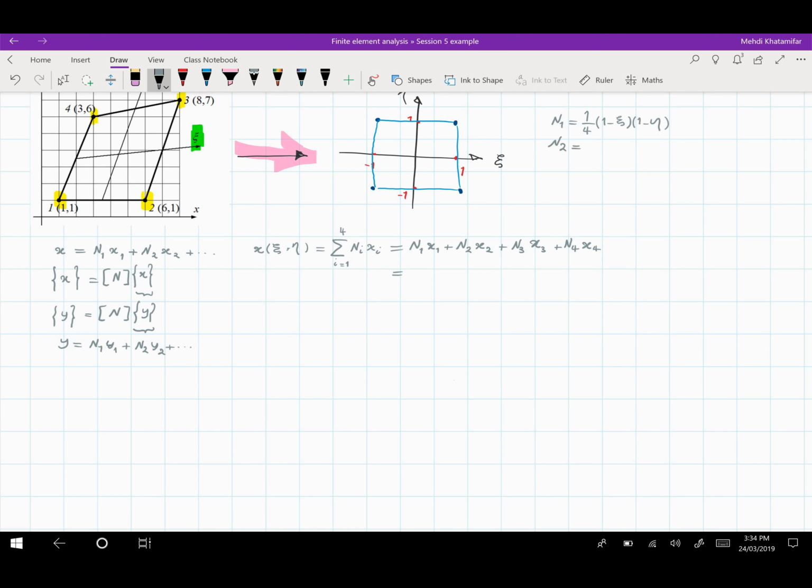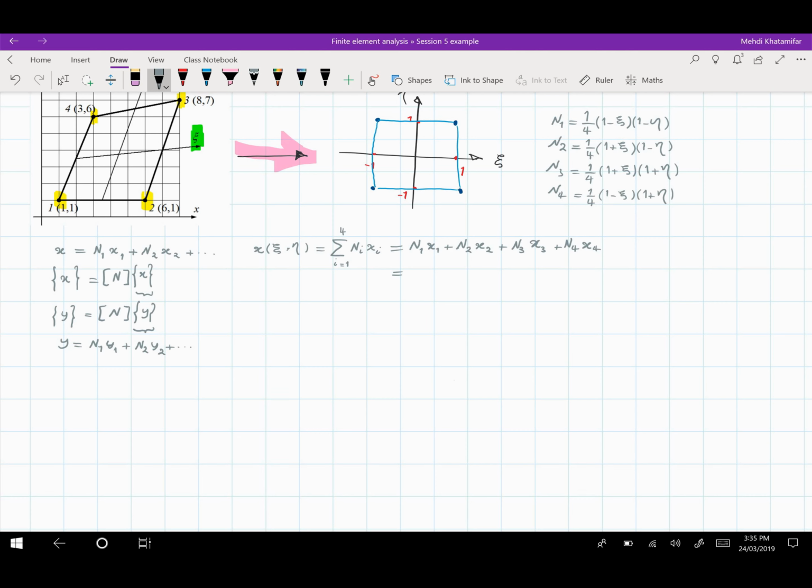n2, we found that to be 1/4. The first one is positive, the second one is negative, and n3 is 1/4, both summation, and finally n4 is 1/4 (1 minus psi)(1 plus eta). Okay, now let's put the numbers there.